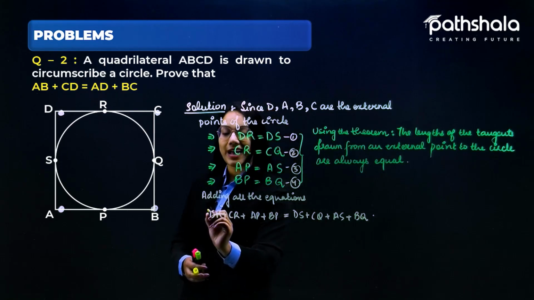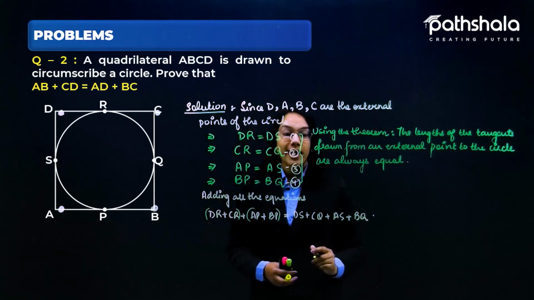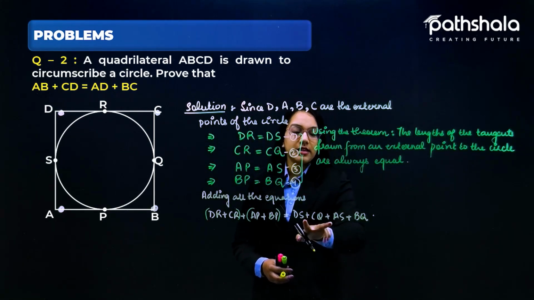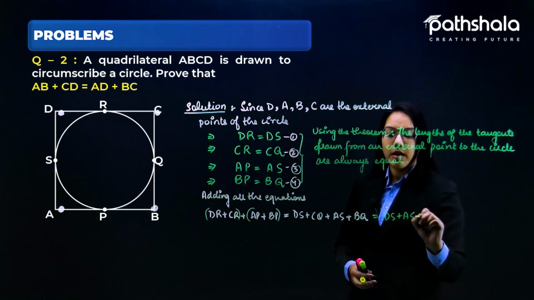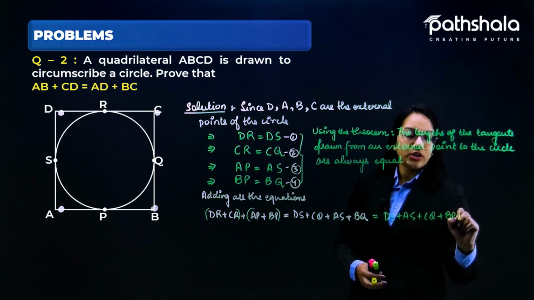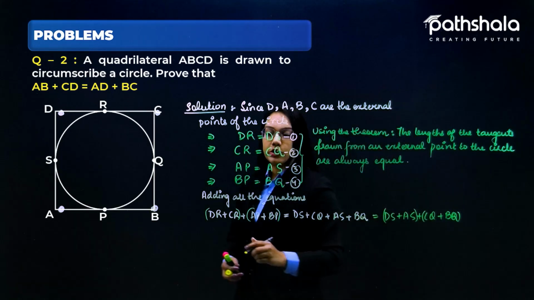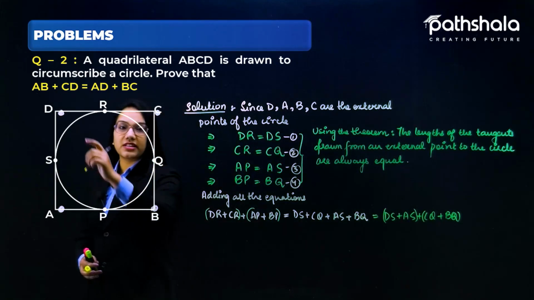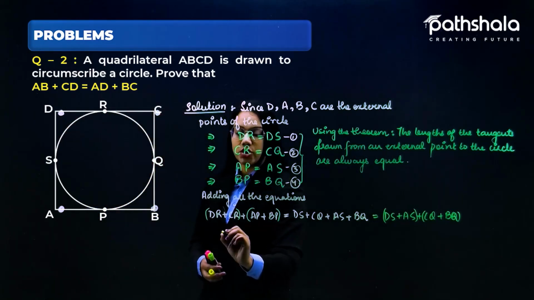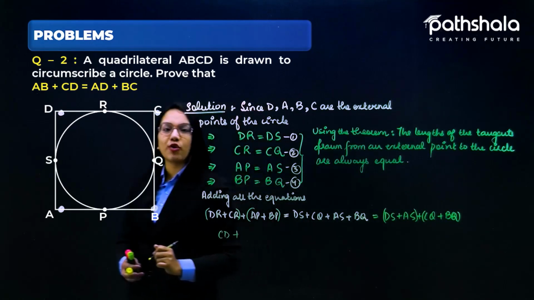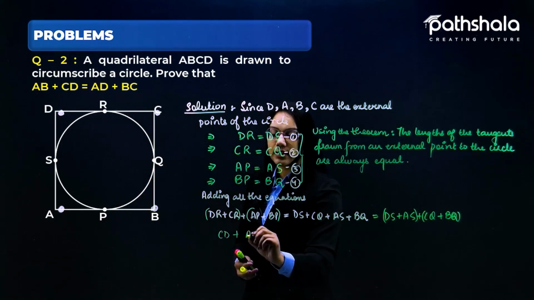Let us take a pair of these, and further a pair of these, and rearrange it. We can write it as DS plus AS plus CQ plus BQ. This is my first arrangement and this is my second pair. DR plus CR is the whole side, which is CD. So this is CD plus AP plus BP. AP plus BP is equal to AB. So this is AB.